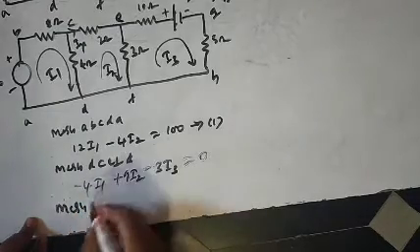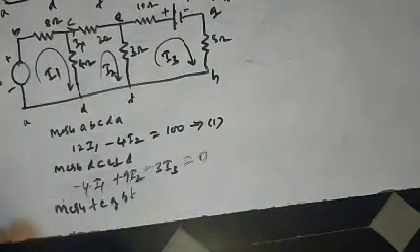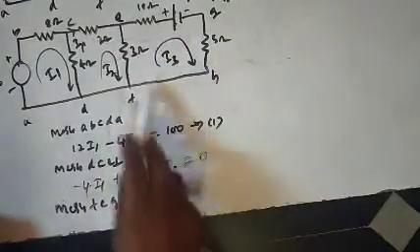Mesh F E G H F. This 3 ohm resistance belongs to mesh 2, and this mesh is in no way linked with mesh 1. So the I1 coefficient will be 0.